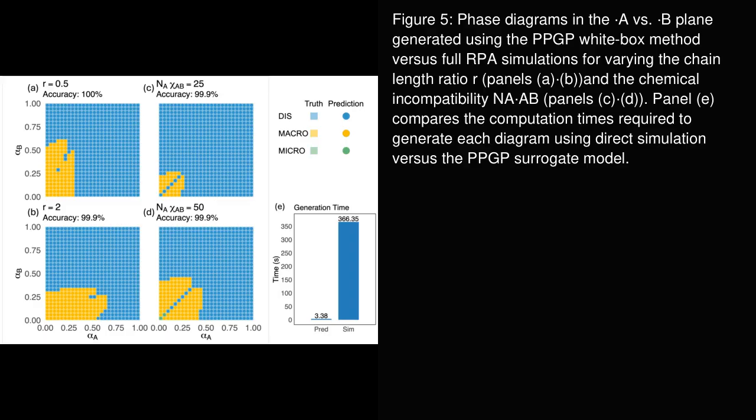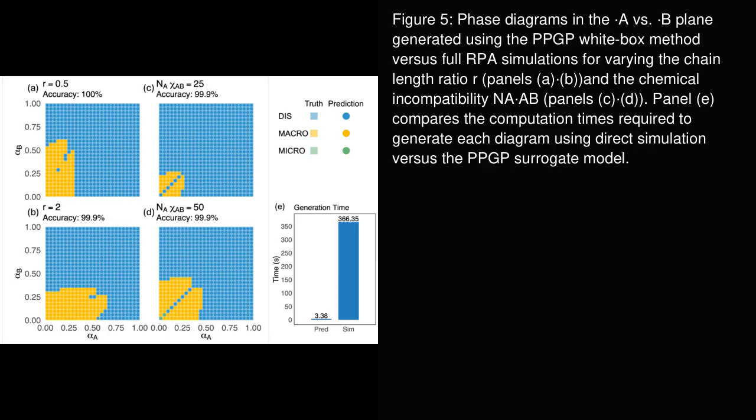Figure 5 presents phase diagrams in the alpha A versus alpha B plane generated by the proposed whitebox surrogate method compared to full RPA simulations. Panels A and B vary the chain length ratio R, while panels C and D vary the chemical incompatibility parameter NHIAB. Panel E compares computational times required to generate the phase diagrams for these two approaches.